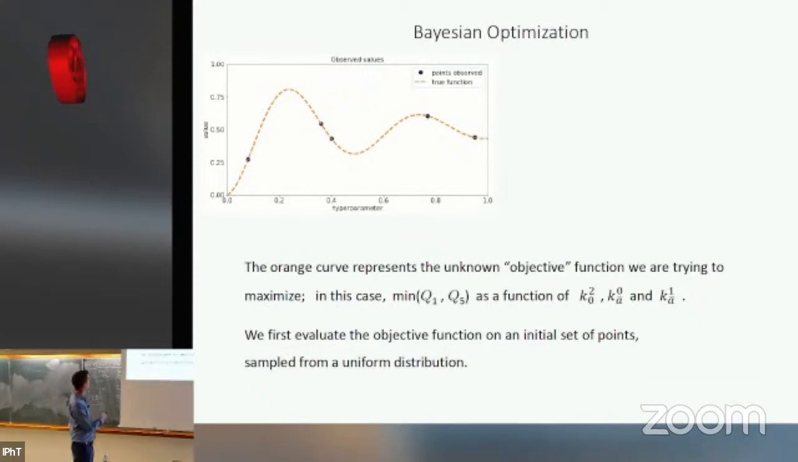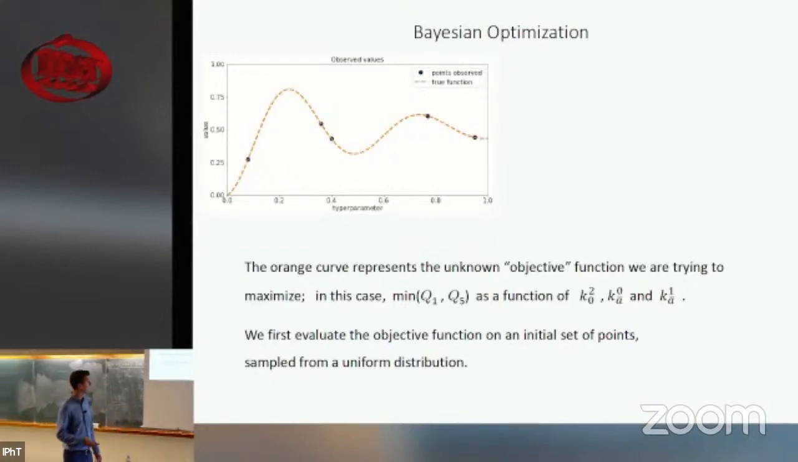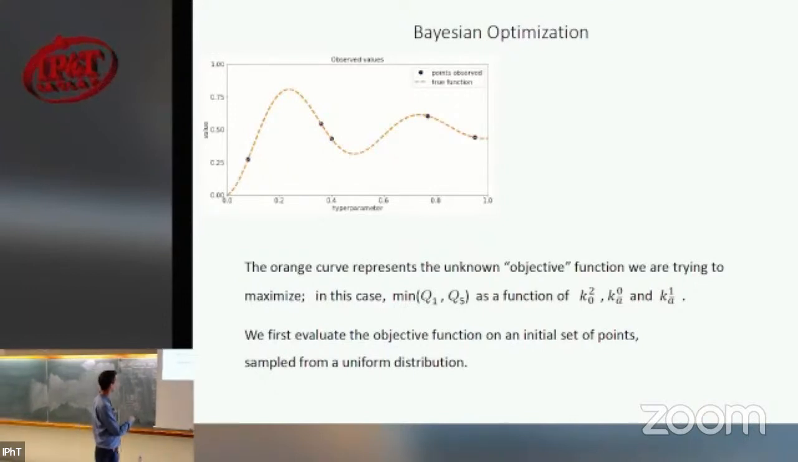So for us, this schematic orange curve represents an unknown function, which is the minimum of Q1 and Q5, thought of as functions of 3 or 5 flux parameters. So the x-axis is a schematic for these 3 or 5 flux parameters that we're going to allow to vary. Because this unknown function is computationally expensive to evaluate, we have a limited number of chances to observe it at particular points on the x-axis. The black dots here represent samples where we've observed the function.